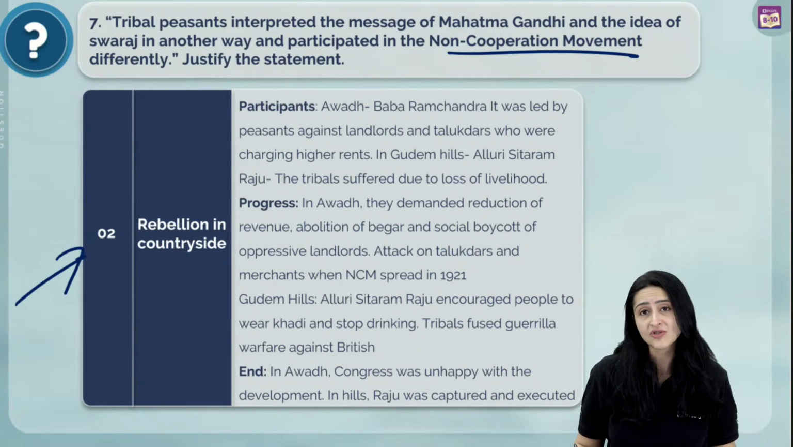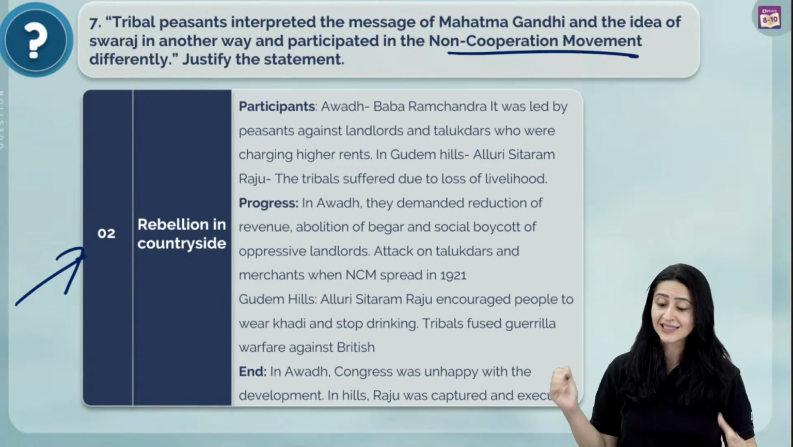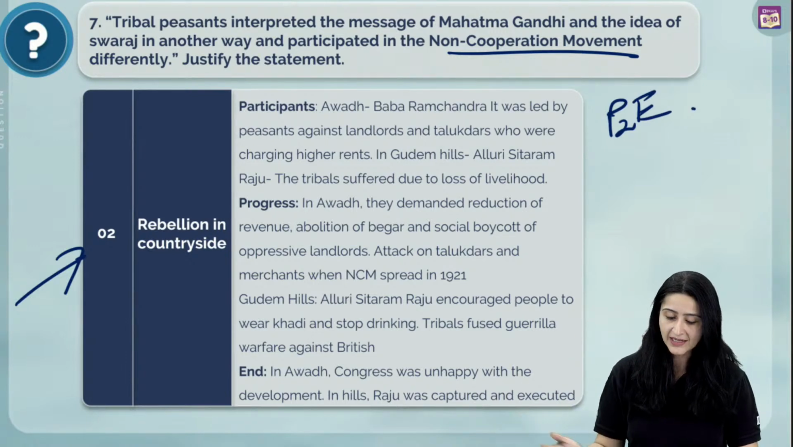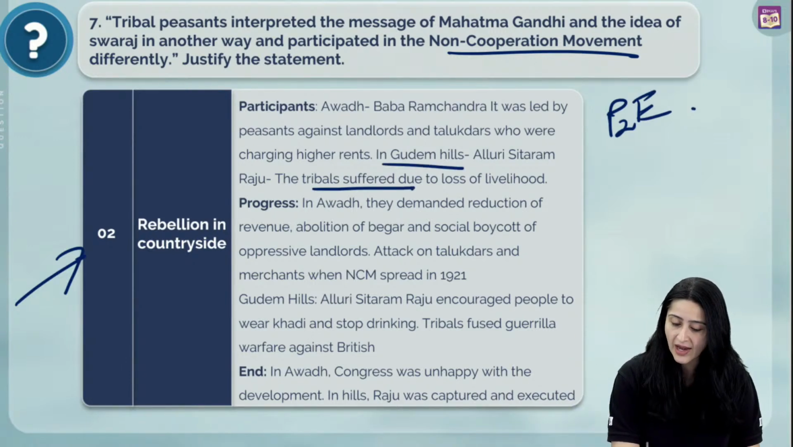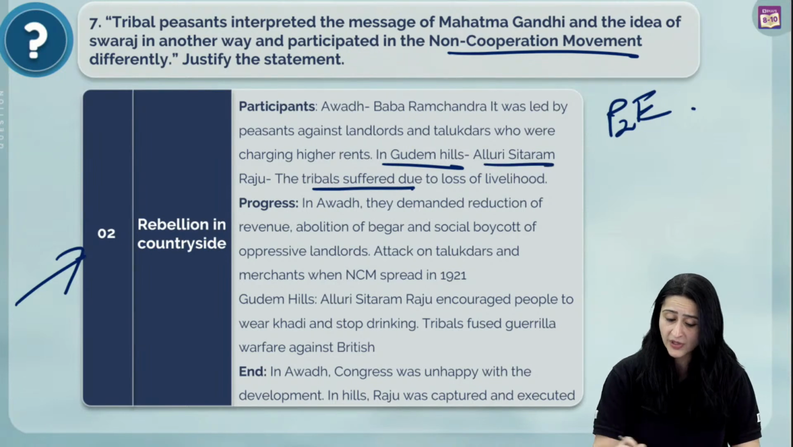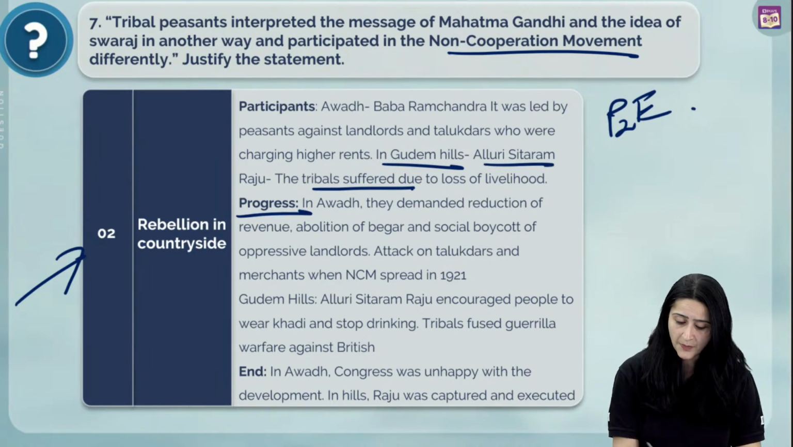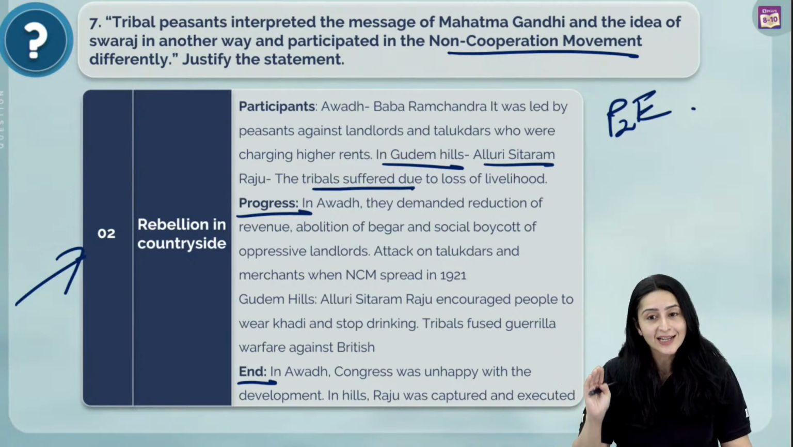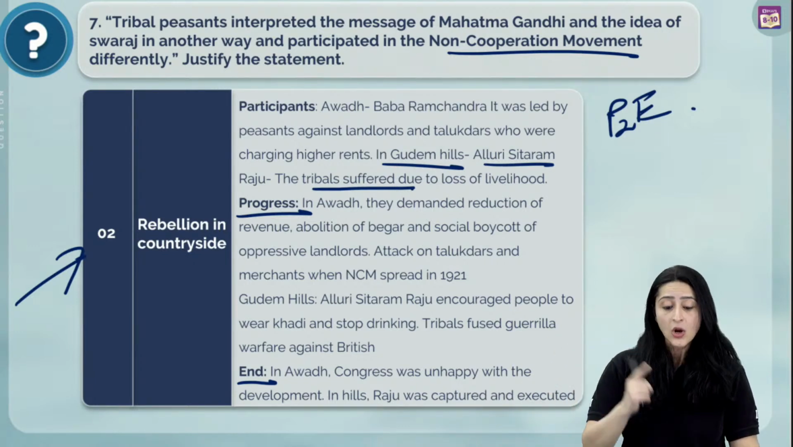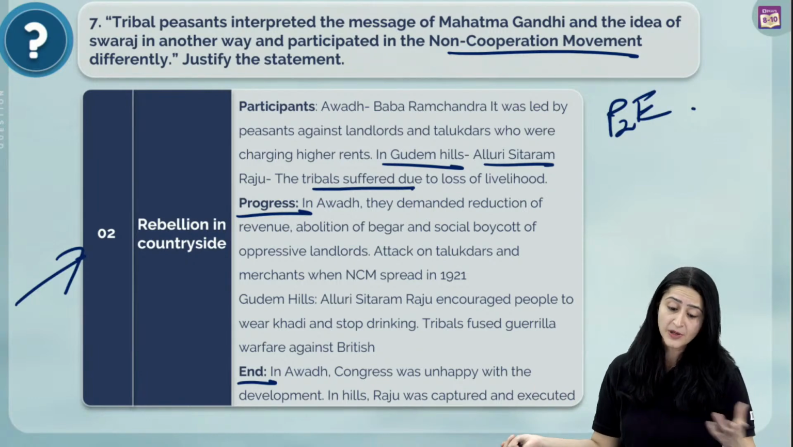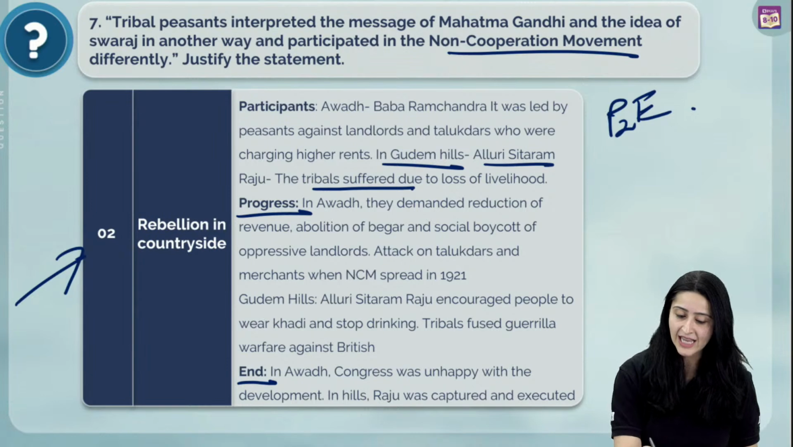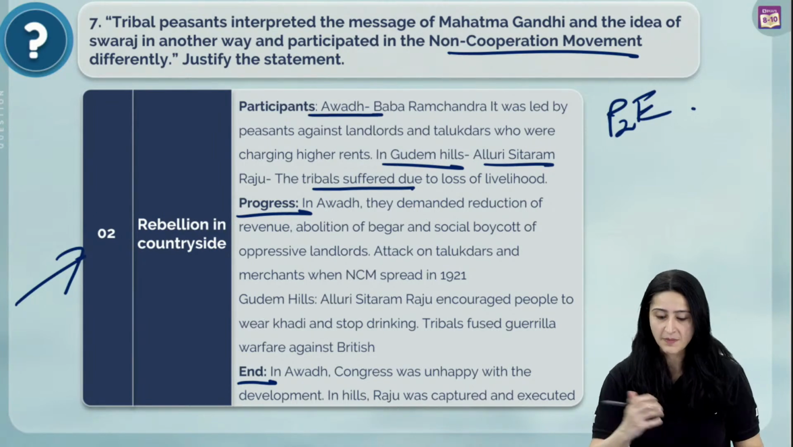They've spoken about the tribal peasants. We discussed this again in terms of P square E. Who were the participants? They were the tribals of Gudem Hills. They were led by Alluri Sitaram Raju. What was the progress and why did this end? Right? You could get another question on this again, not necessarily about the tribals, but about the peasants of Awadh. Again, in this case, you know who were the participants. They were the peasants of Awadh.